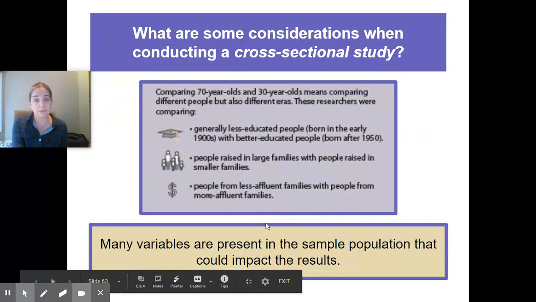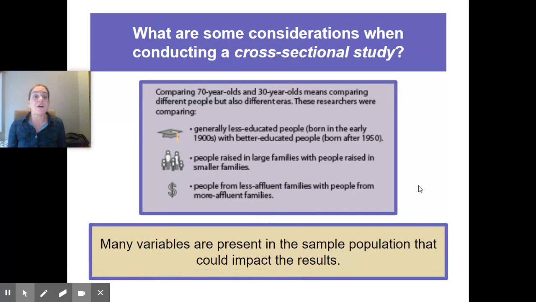Why does it make sense? Because we have these considerations. If I'm comparing an 80-year-old and an 8-year-old, we're comparing different eras of time. So you're comparing less educated people with more educated people. You're comparing people raised in large families with smaller families. You're comparing less affluent families with more affluent families. You're comparing a generation that is very tested with one that is not tested. So that's really going to impact the results and give you skewed results.